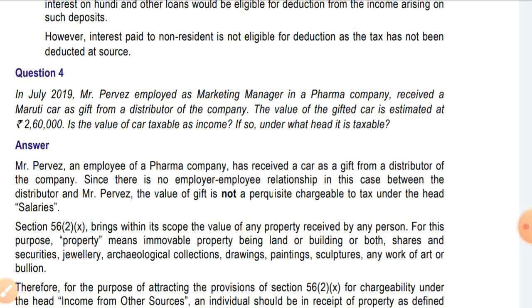So is there an employee relationship between Mr. Parvesh and the pharma company? There is no employer-employee relationship. It won't be taxable under the head salary, and it won't be taxable under the head income from other sources as well, because a car is not covered in the definition of property in section 56(2)(x). So it won't be taxable.